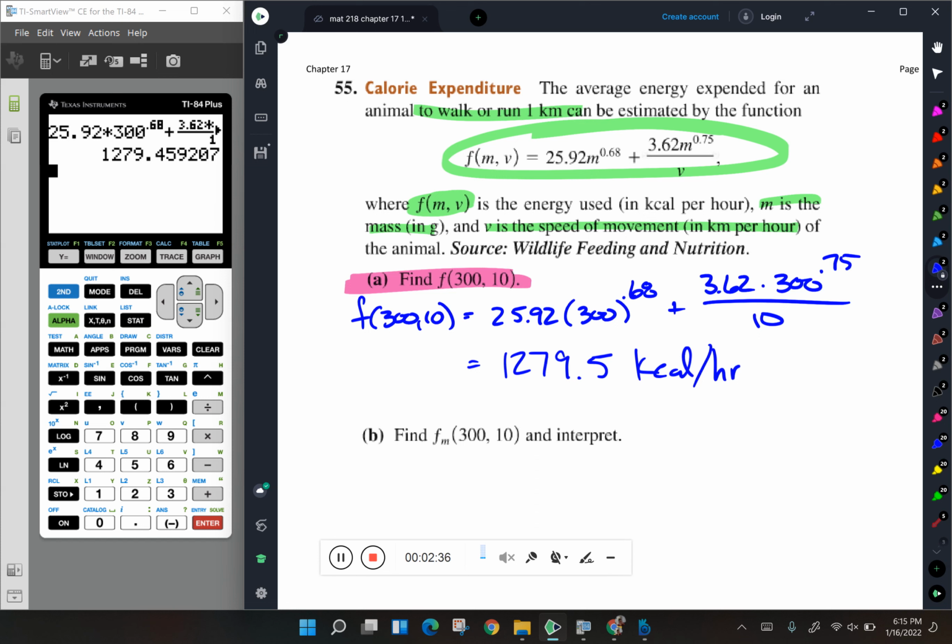So a 300 gram object, animal, moving at 10 kilometers per hour would burn 1,279.5 kilocalories to go 1 kilometer. Okay, that's not too bad.